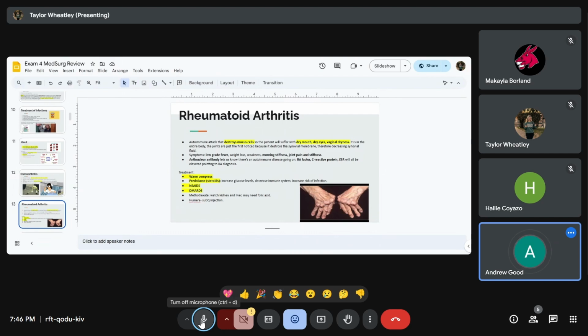And then Humira, that kind of goes with the DMARDs category a little bit. So it's just another thing that suppresses the immune system and helps treat the autoimmune response.